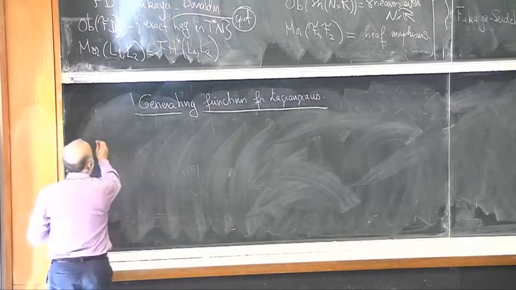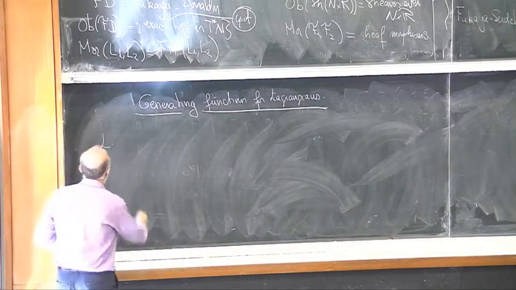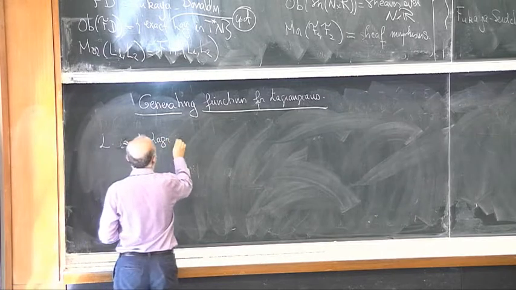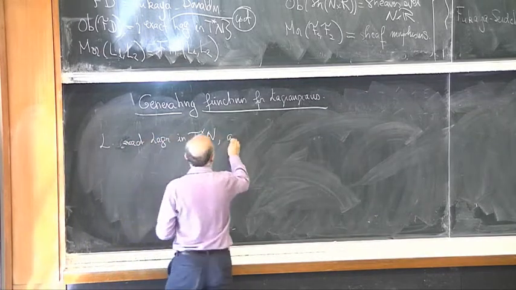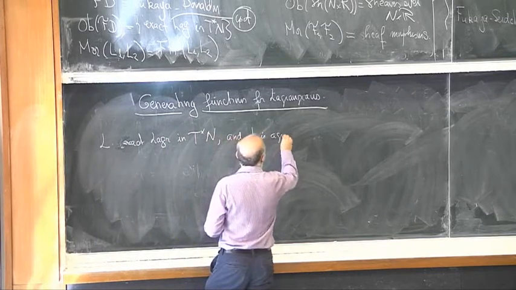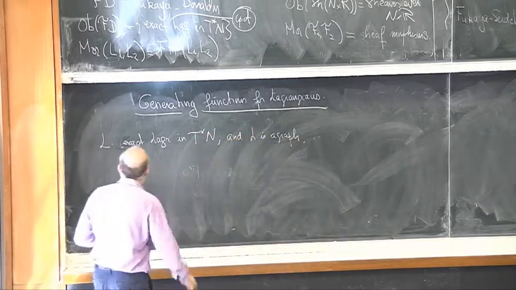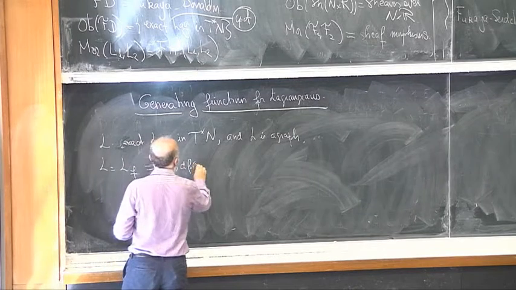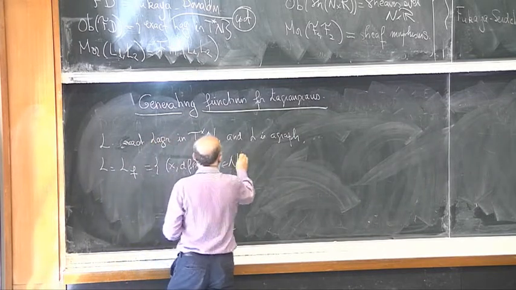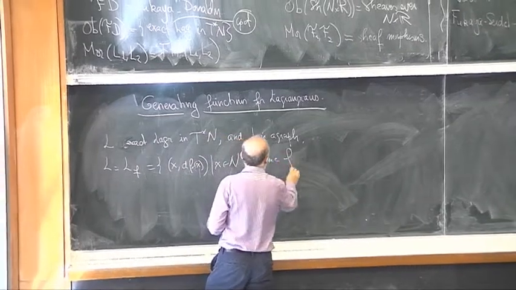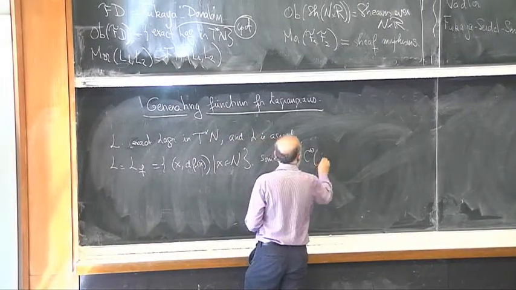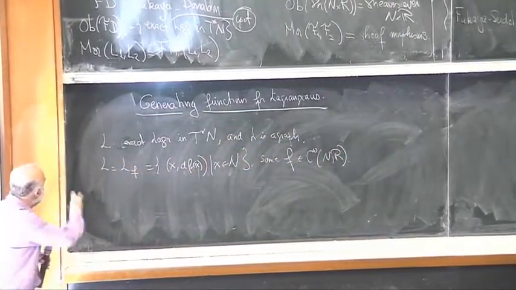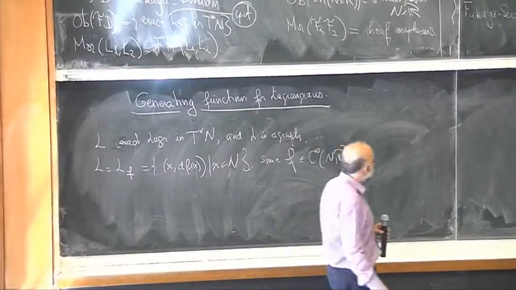So the idea is the following. As I mentioned last time, if L is an exact Lagrangian in T*N, and if L is a graph, then you know how to describe L. Well, L is of the form L_f, which is the set of pairs (x, df(x)) for x in N, and for some function f, let's say a smooth function from N to R. So if you want to describe an exact Lagrangian graph, it's very easy. They are just given by smooth functions of N over R.